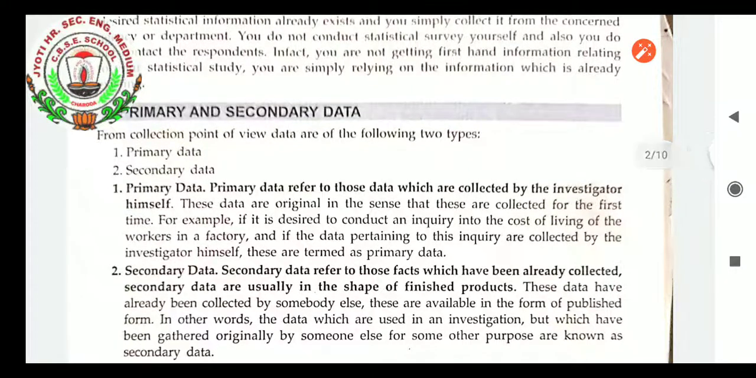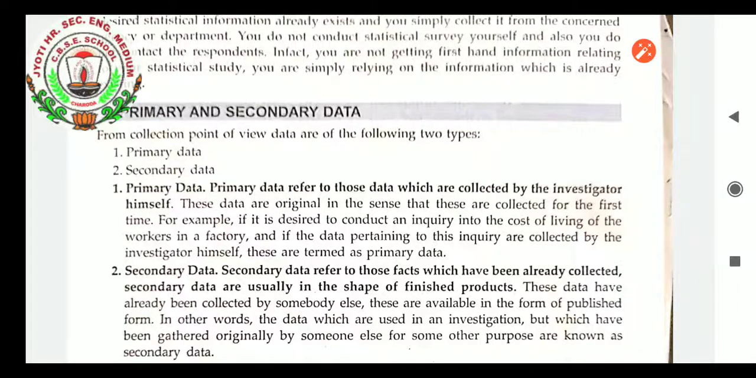When we go to the primary data, students, it refers to those data which are collected by the investigator himself. They themselves went around and collected the data for their study. This is known as primary data. These data are original in the sense that they are collected for the first time.